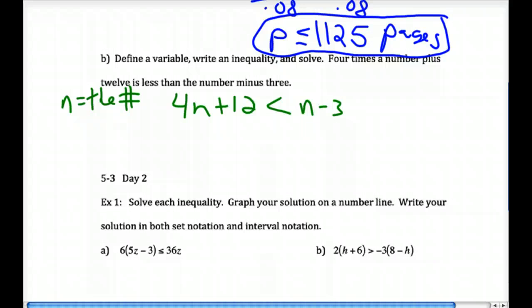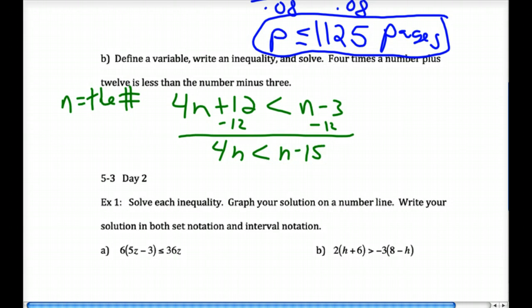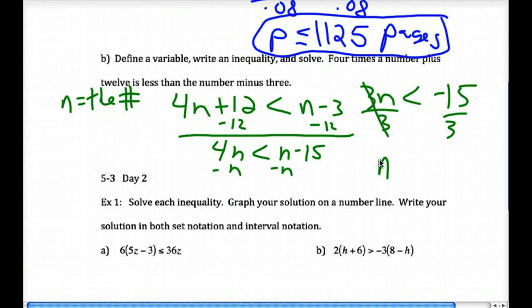Go ahead, Briggs. So first I would subtract 12 to get 4n is less than n minus 15. And then I'd subtract n from the right side to the left side. So 3n is less than negative 15. And then I divide by 3. Flippy or no flippy? No flippy. N is less than negative 5.